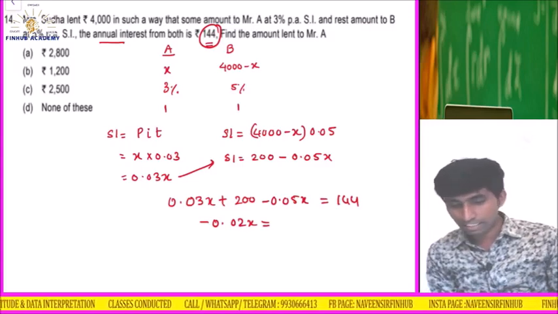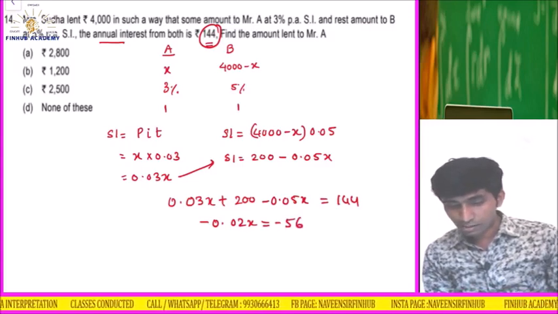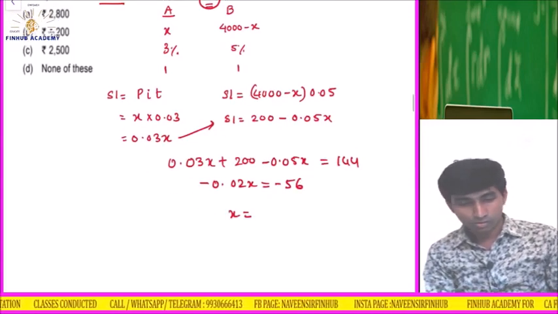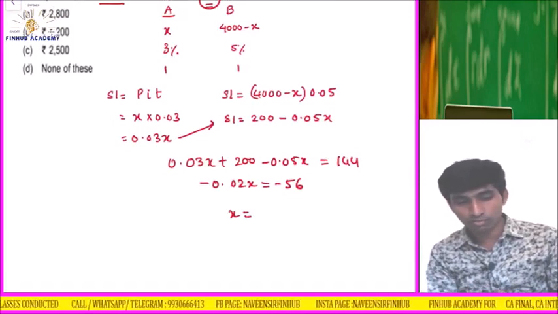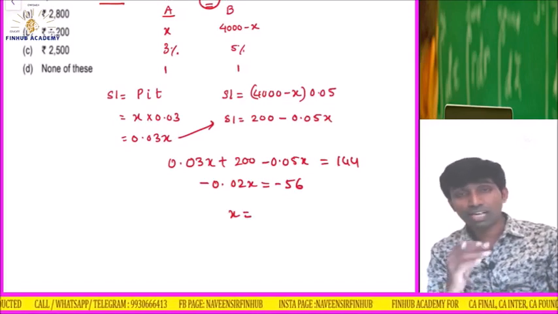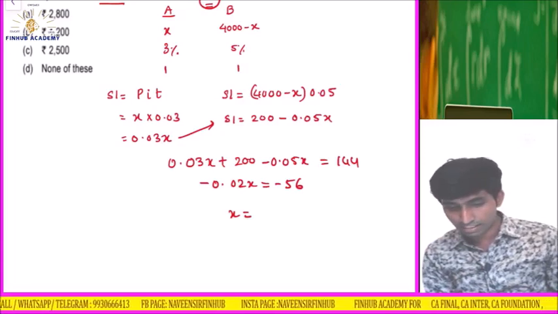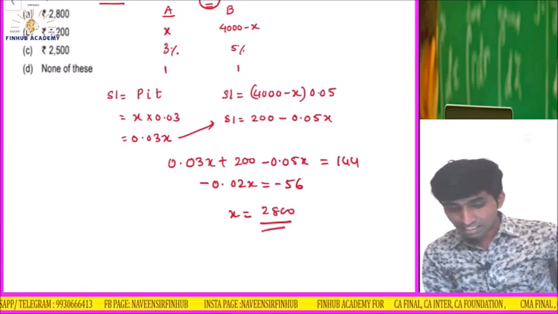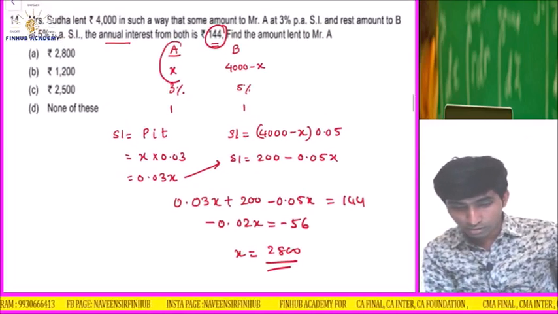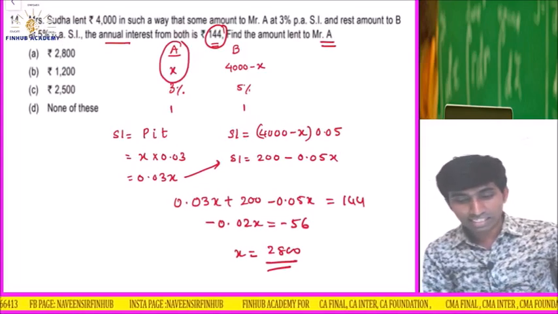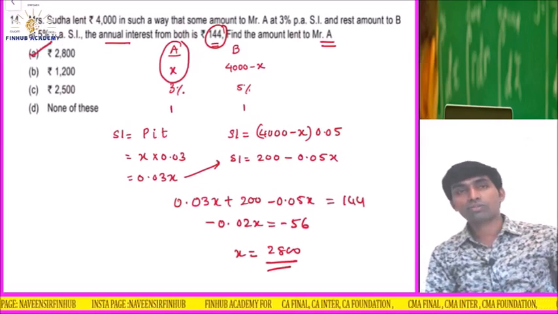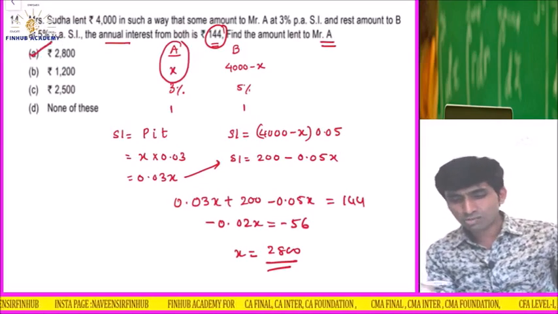Both the sides it will be negative. So it is minus 56. So x is equal to 56 divided by 0.02, I'll ignore the minus sign. Okay, so x is 2800. This x was lent to A, be careful, x was lent to A, and what we want is A. Okay, so answer is 2800. Simple. You can solve it using options also.